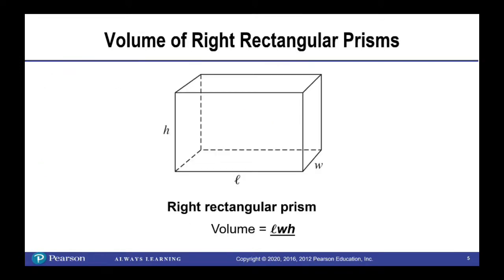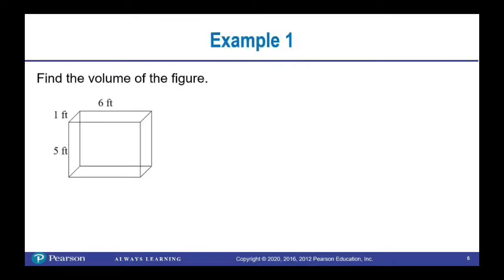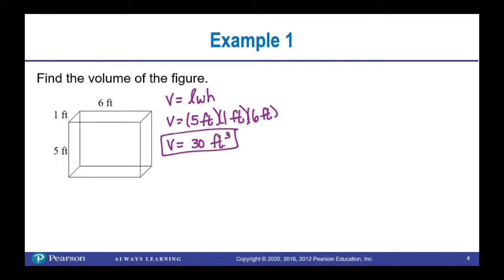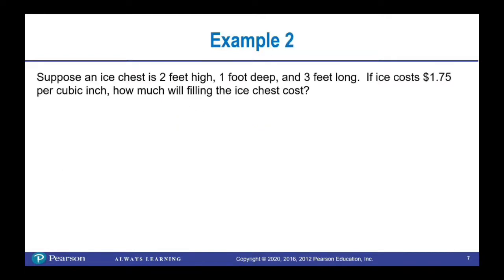To find the volume of a right rectangular prism, we multiply the length times the width times the height. So in example 1, we have a right rectangular prism. We multiply here length times width times height. So 5 feet times 1 feet times 6 feet gives us 30, and our units for volume are cubic. And so here we have cubic feet, because feet times feet times feet would be feet cubed, but we read that as cubic feet. Now let's look at example 2.